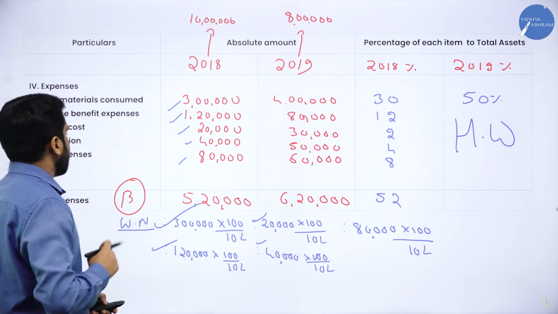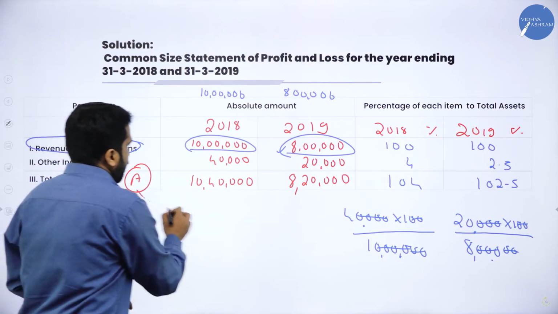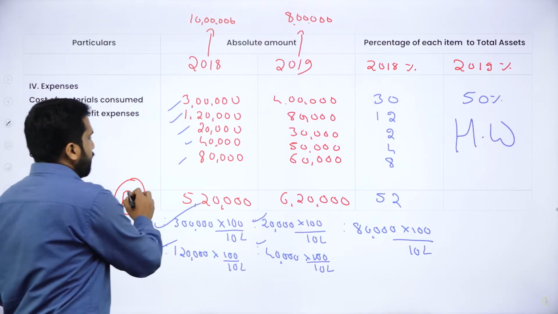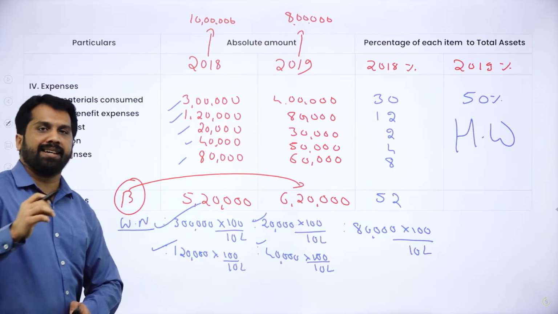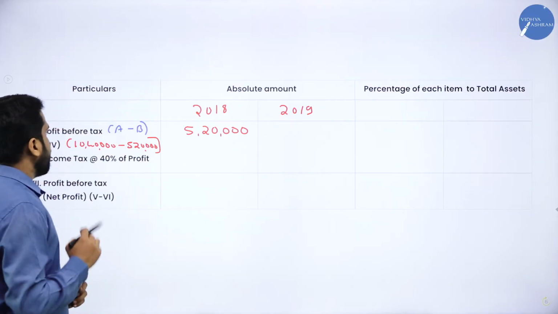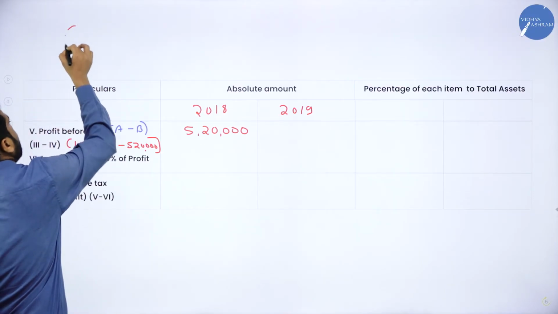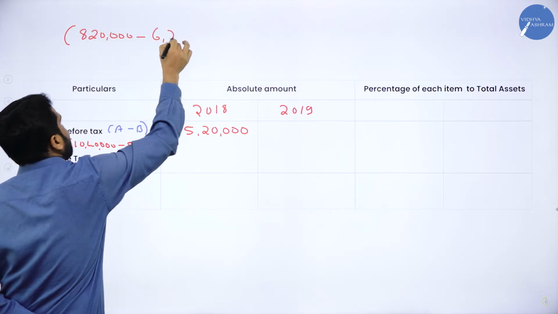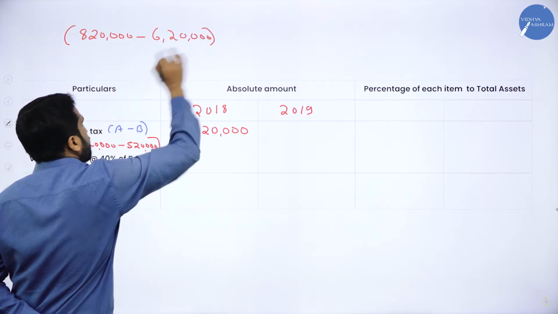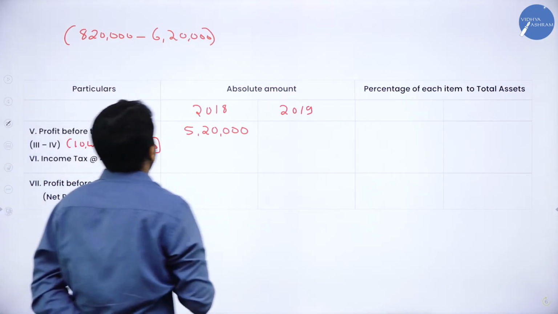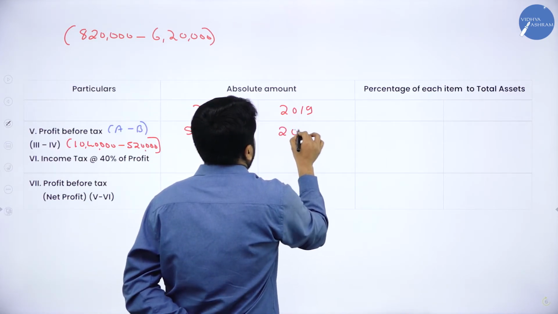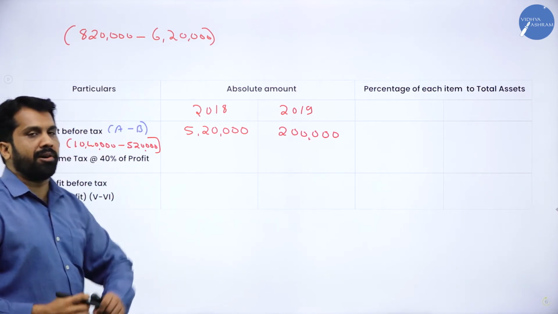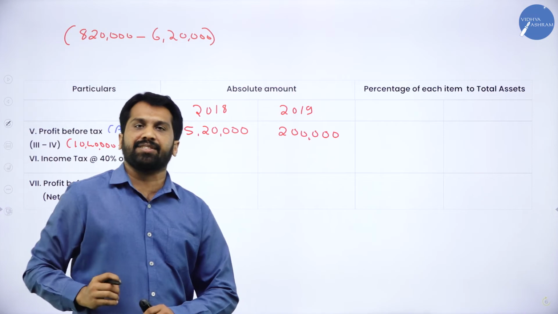Similarly, we'll go for 2019. For A, how much did you get? 8,20,000. For B, how much did you get? 6,20,000. We'll go for the final answer. Now, how to calculate 8,20,000 minus 6,20,000? Your answer is how much? 2 lakh. This we call profit before taxation.